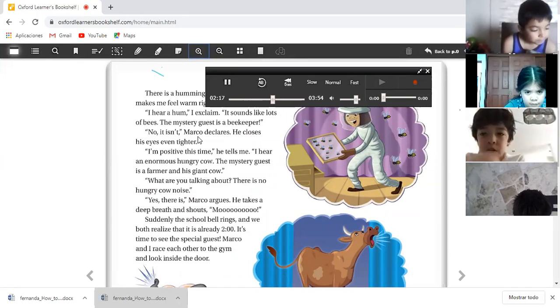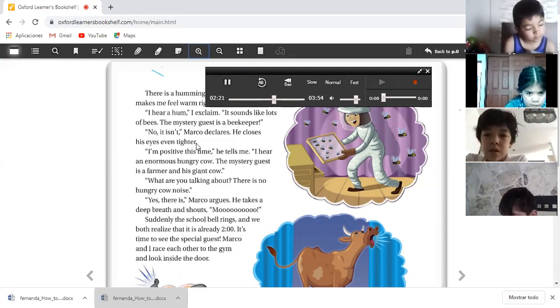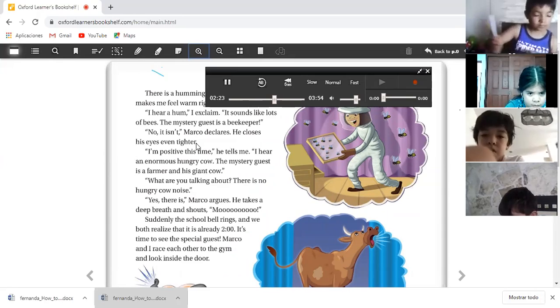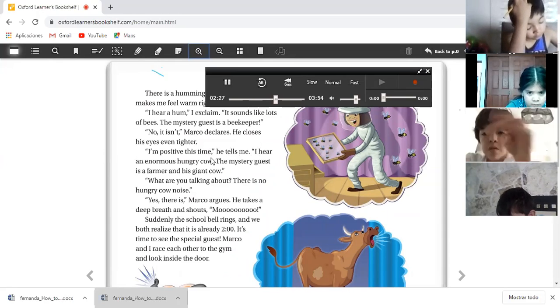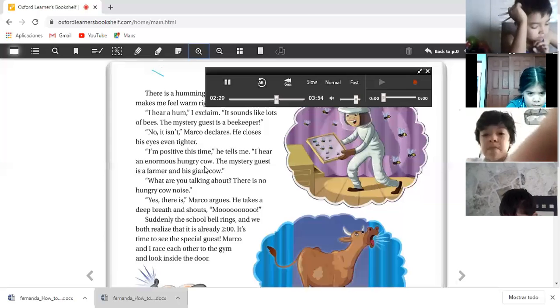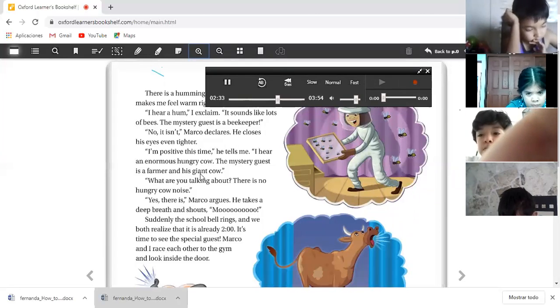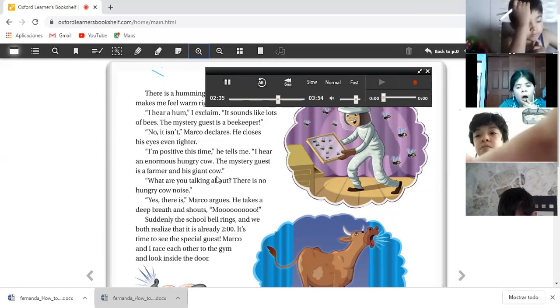No, it isn't, Marco declares. He closes his eyes even tighter. I'm positive this time, he tells me. I hear an enormous hungry cow. The mystery guest is a farmer and his giant cow.